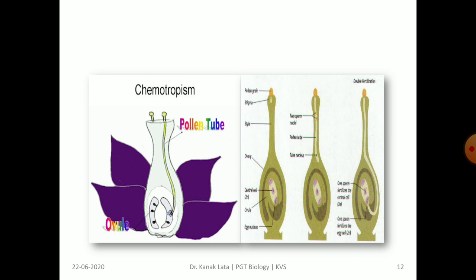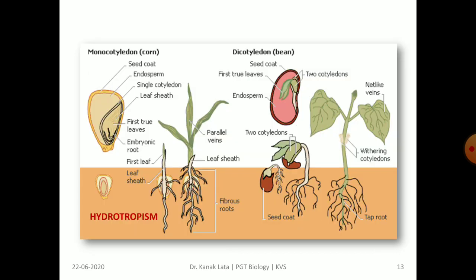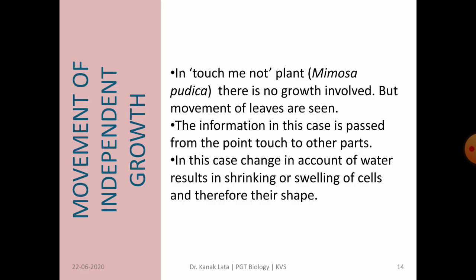This given figure shows chemotropism. Here you can see the movement of the pollen tube. The given figure clearly shows that the root goes deeper in search of water, that is hydrotropism.